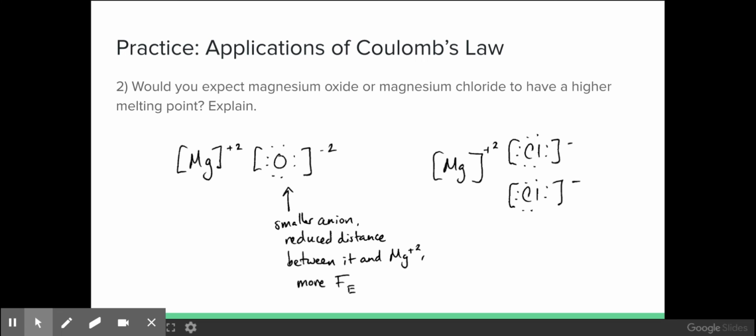When we compare magnesium oxide to magnesium chloride, magnesium oxide has O2-, which has a higher charge compared to chlorine 1-. In addition, we know that oxygen has a smaller radius, so there's less distance between it and magnesium. So there's two different ways to justify why magnesium oxide would be expected to have the higher melting point.